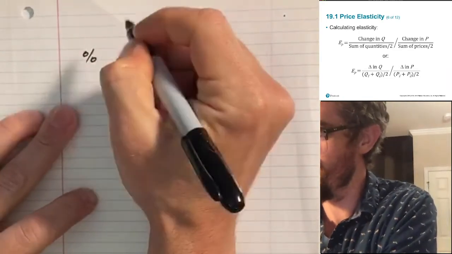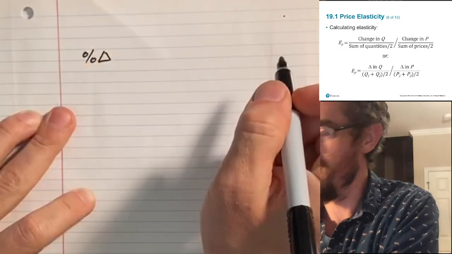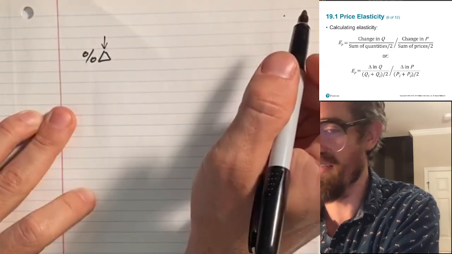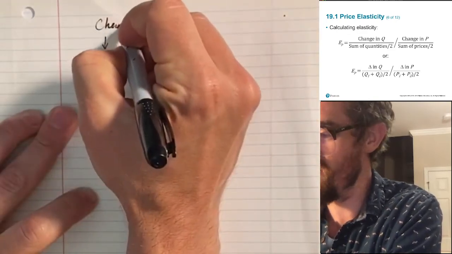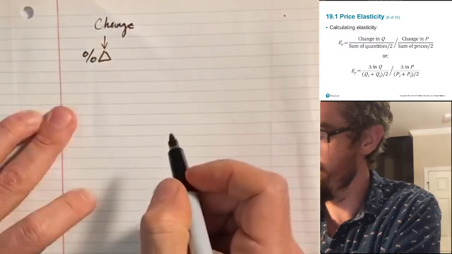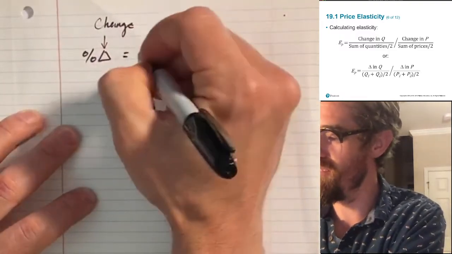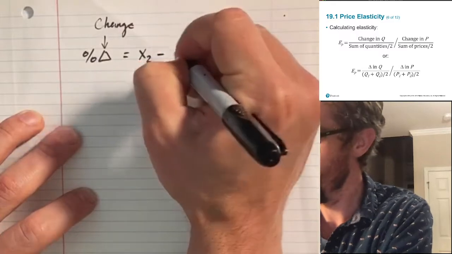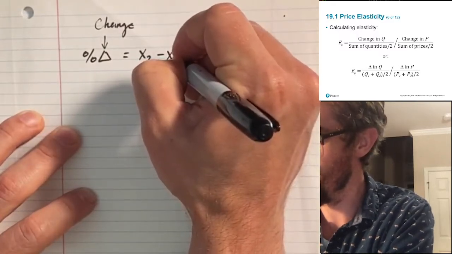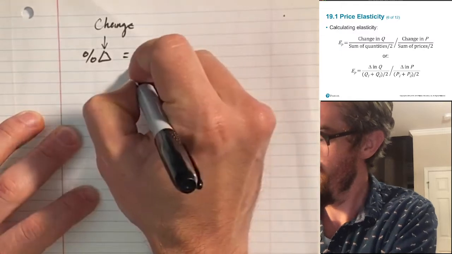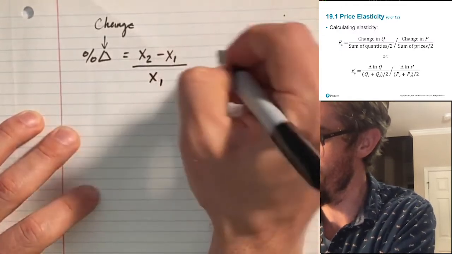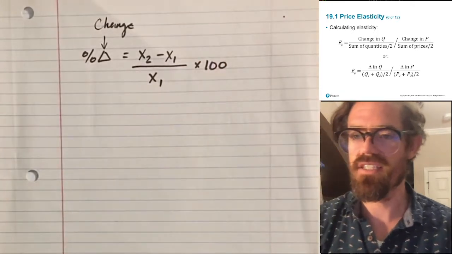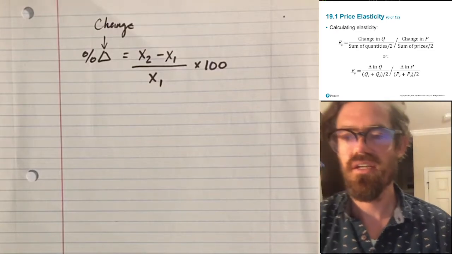So you may have learned that a percent change, which I will often denote as a percent triangle, that's the Greek letter delta, it means change, right? Percent change, you may have learned to calculate it like this: you take the new value, let's say x2, and subtract from it the original value, x1, and you divide it by the original value, x1, and multiply by 100 to get it into percent terms. So that's how you may have learned to calculate percent change.